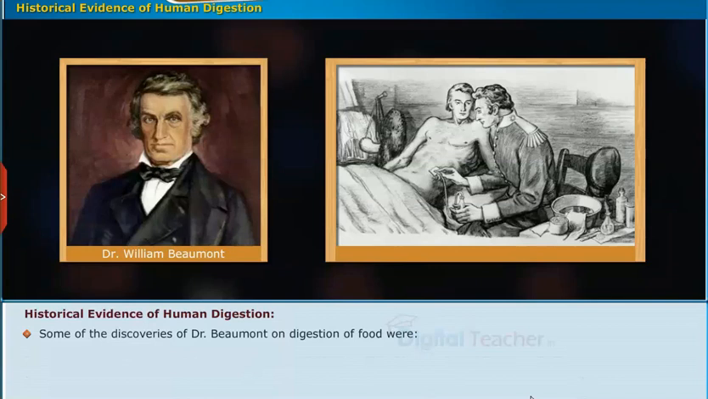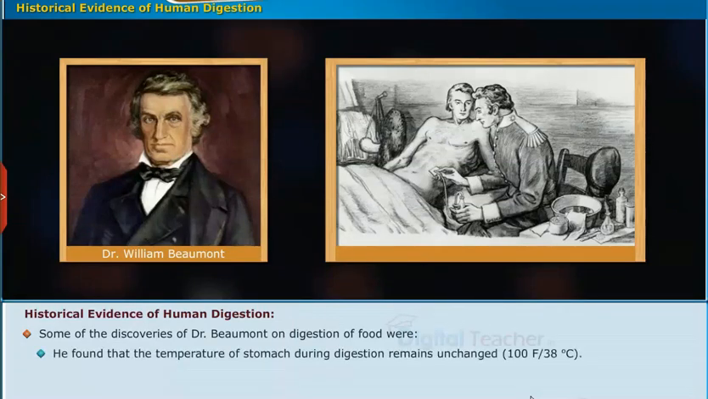Some of the discoveries of Dr. Beaumont on digestion of food were: he found that the temperature of stomach during digestion remains unchanged, 100 Fahrenheit or 38 degrees centigrade. He found that pure gastric juice contains large amounts of HCl.